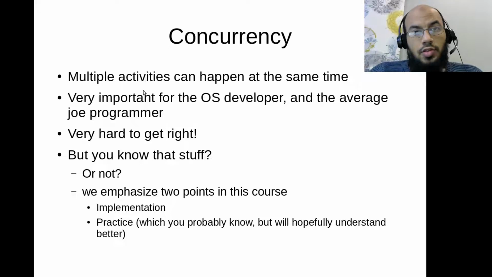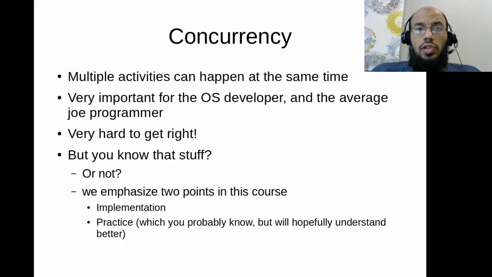Concurrency is when you run concurrent things together and have them running in parallel, basically. It's extremely important for you as an operating system developer, and also for the average Joe programmer. It's not something that only operating systems people need to take care of, but it's also very important for most programmers who go beyond very basic programming tasks. And it's extremely hard to get right. It's an art, and it has a very steep learning curve.